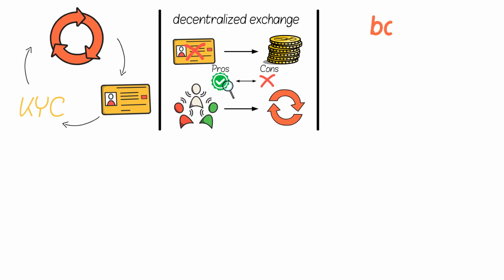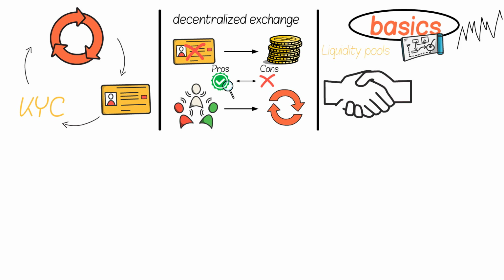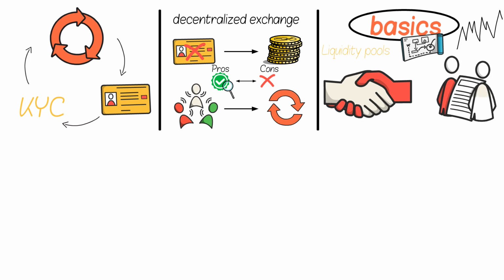Okay, so by now we should probably review the basics. Liquidity pools play an important role in providing liquidity to the market. This is because there is more liquidity in the market. It means that there are more buyers and sellers who are willing to trade. This liquidity can help to make the market more efficient by allowing people to buy and sell assets more easily.